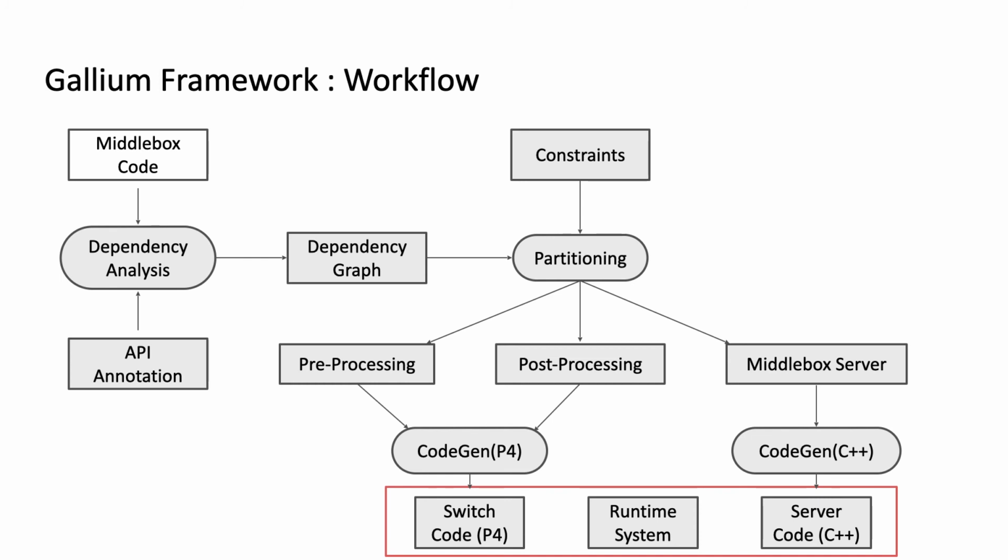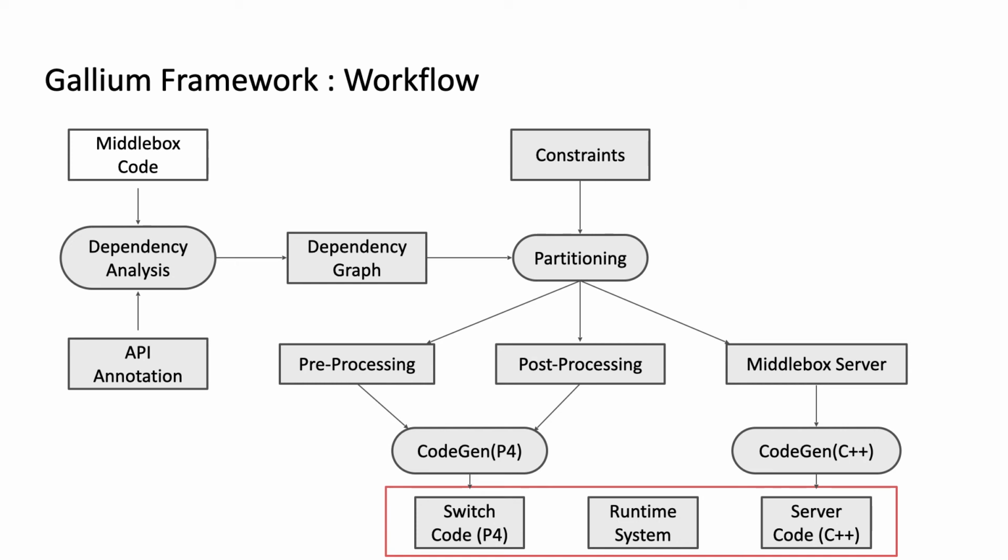After the code generation, we will get a switch code in P4 and a server code in C++. These 2, combined with the runtime system we mentioned before that provides a run-to-completion semantic, is the final offloaded version of the input Middlebox code.